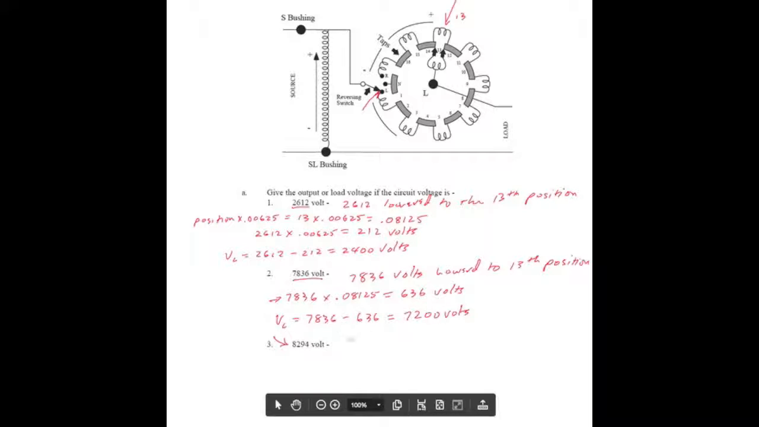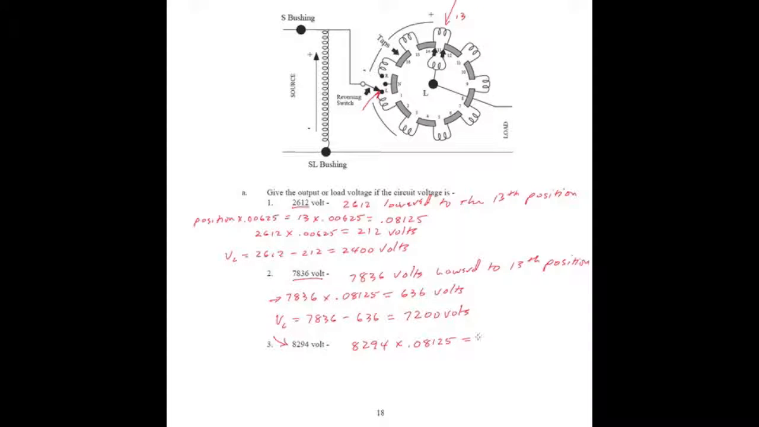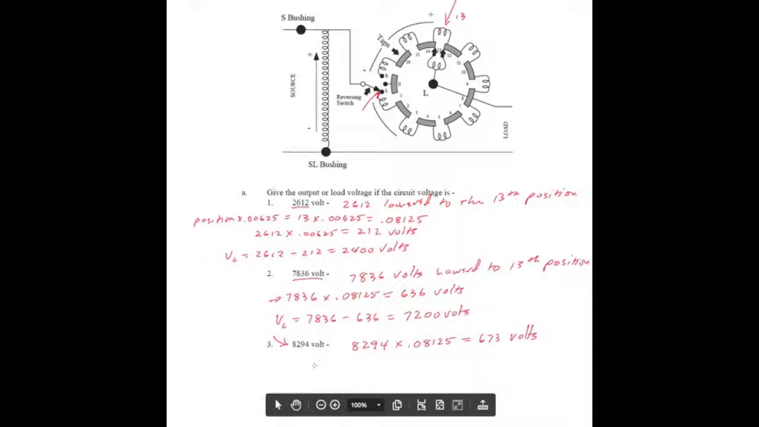Finally down here we have 8294 volts, and that's going to be lowered to the 13th position. So it'll be 8294 times 0.08125, and that's going to be 673 volts. So your load voltage then is going to be 8294 minus 673, and that's 7621 volts.